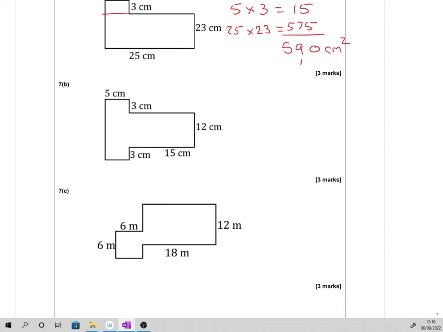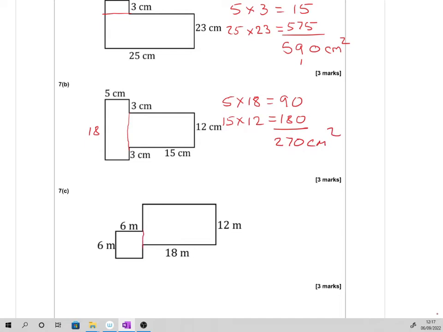Like this one, I'm going to draw that line there. So the whole height of everything is 3 and 12 and 3, which is 18. So that bit on the left is 5 times 18, which is 90. And this bit here is 15 times 12, which I don't know. 15 times 12 is 180. And together 270 centimeters squared.